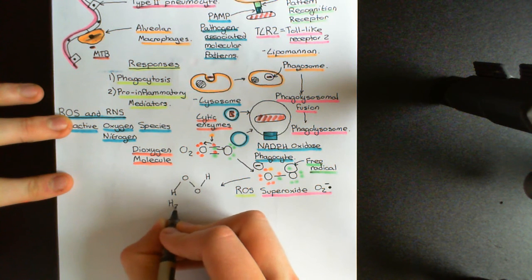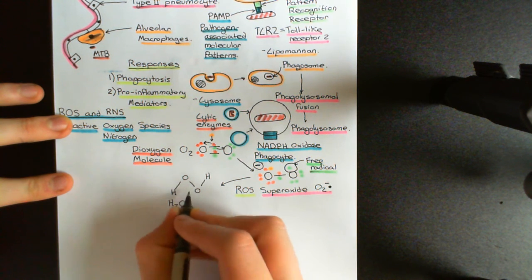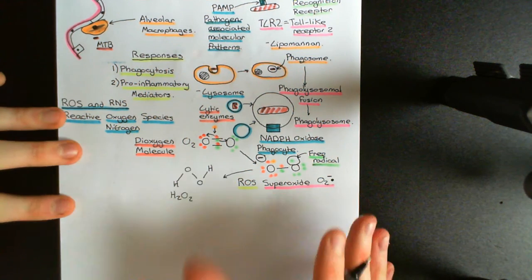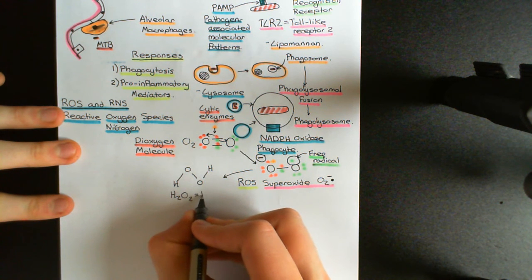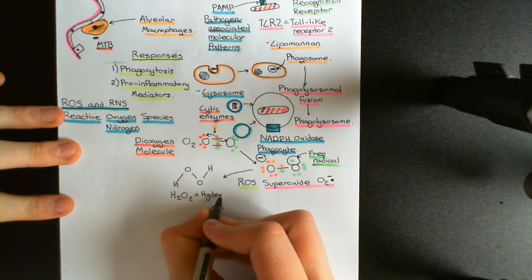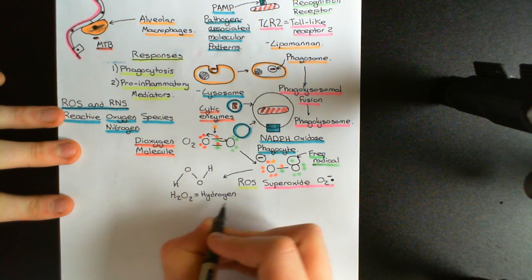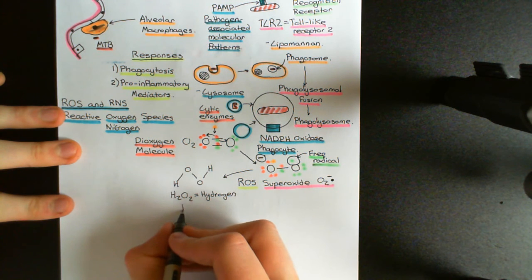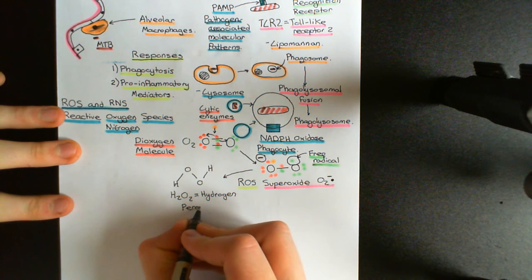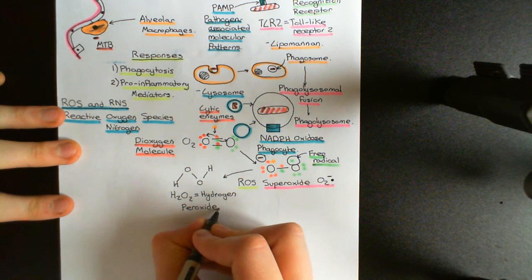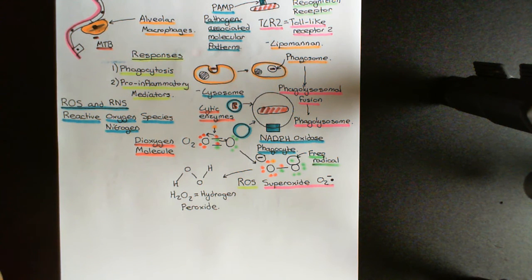H2O2 is hydrogen peroxide. Water, but with an additional oxygen atom in it. So this is another reactive oxygen species, and this forms spontaneously from the superoxide molecules that we produce. So we don't need to have an additional mechanism to make this. As soon as we make superoxide, we make hydrogen peroxide.